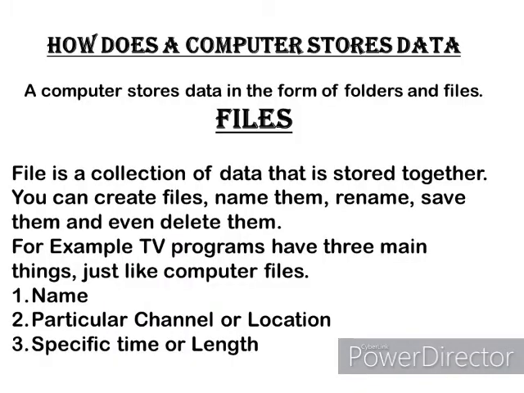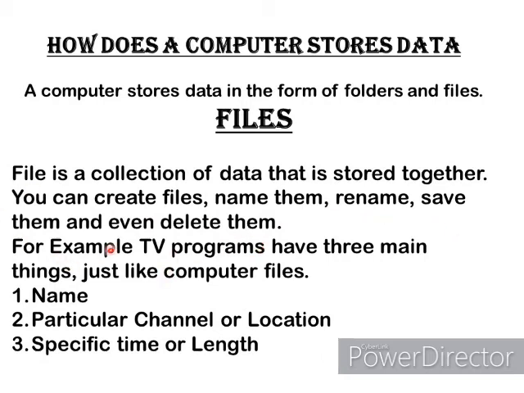Next, how does a computer store data? Computers store data in the form of folders and files. Let's come to the files. A file is a collection of data that is stored together. You can create files, name them, rename them, save them, and even delete them.